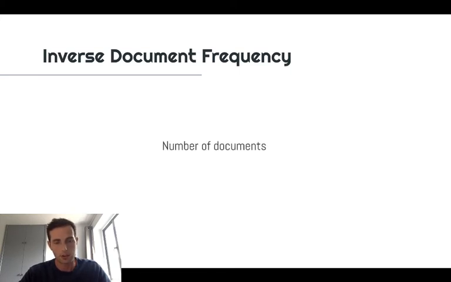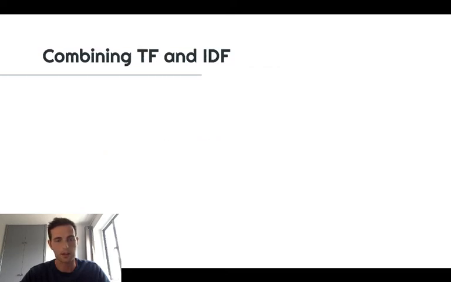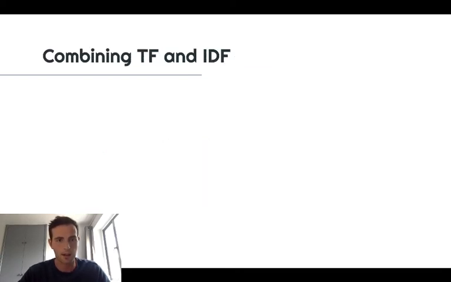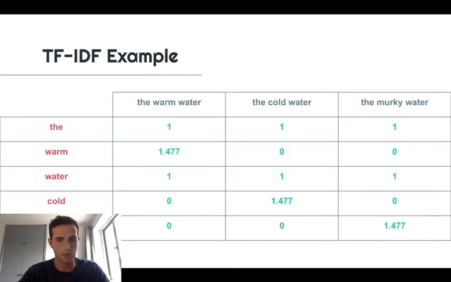The inverse document frequency is calculated as the number of documents over the number of documents that include the term, right? And then we take the log of that. And if I combine the two of them, so that's my inverse document frequency, which is the log of the number of documents over the number of documents that include the term. And I'll show you this with an example, so don't worry too much about the maths. And then I just multiply that by the term frequency that I had, which was my bag of words model.